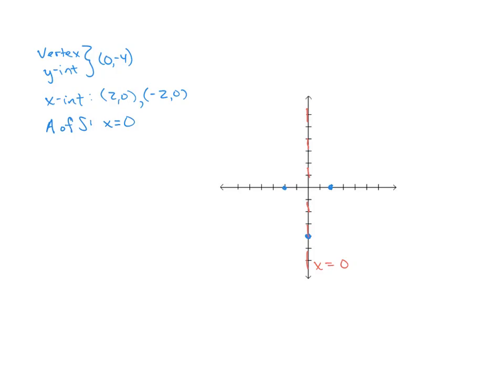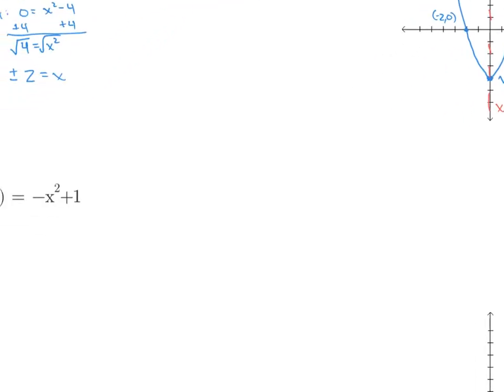All right, if we go ahead and graph this, I think that's about as good as it's going to get. We label our points, and we're done with our graph. Okay, let's look at one more example.